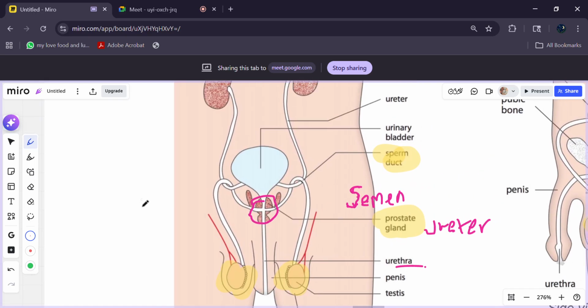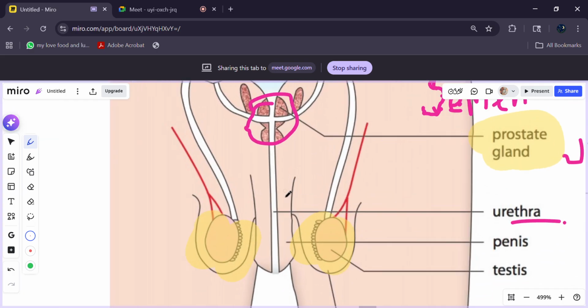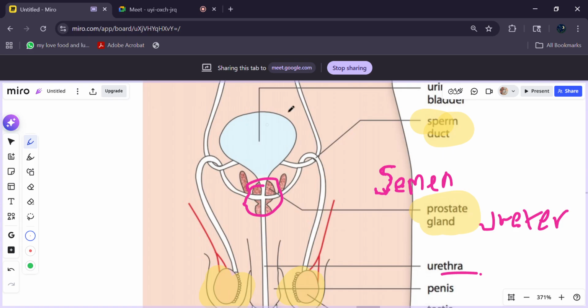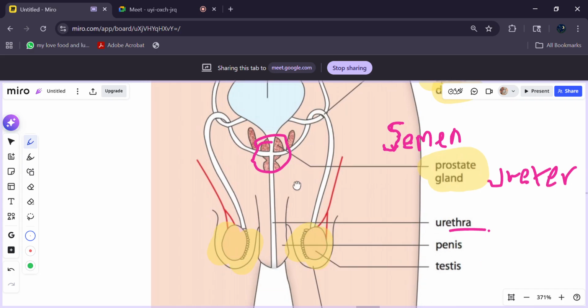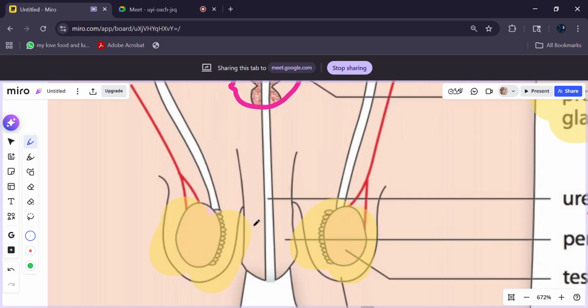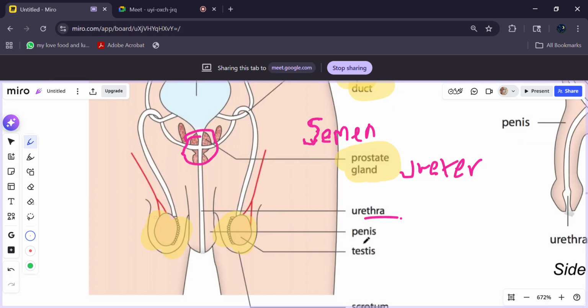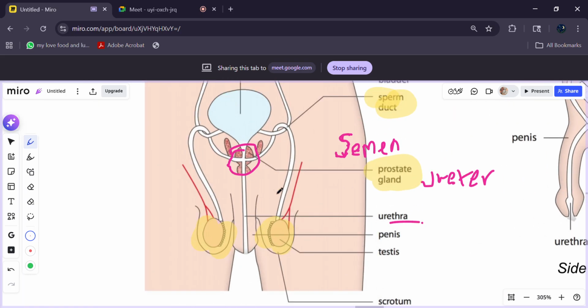So remember when we said that the male reproductive system and the urinary system are closely associated? It's through the urethra. Because what does the urinary bladder hold? The urinary bladder holds urine, and the urine passes through the urethra to leave outside through the penis. It passes through the urethra, through the penis, and it comes out.